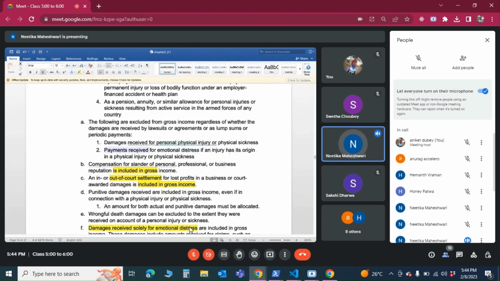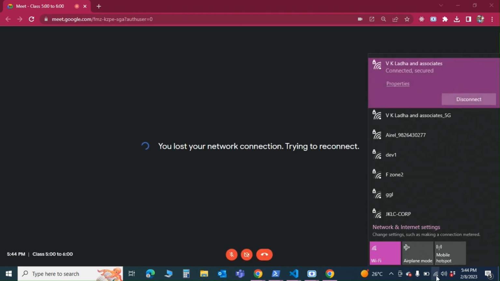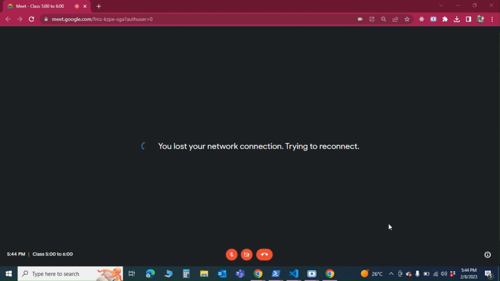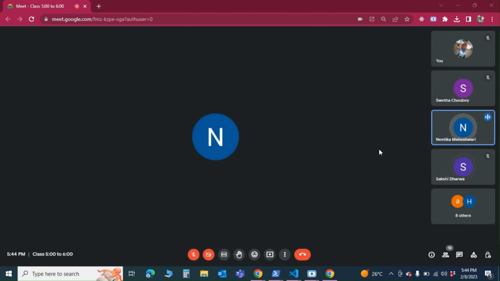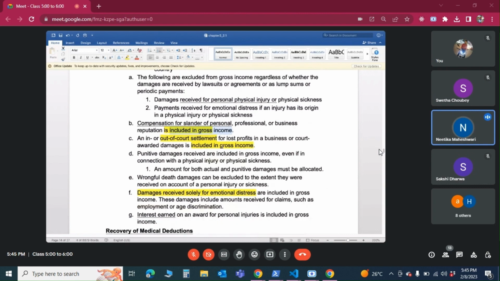Payment received for emotional distress, if the distress has its origin in a physical injury, could be covered. Because of the physical injury, if the person is getting into emotional distress, that could be covered. But those kinds of compensation have to be included in gross income. IRS is saying that is something you have to pay tax on, I mean, you have to pay the tax.